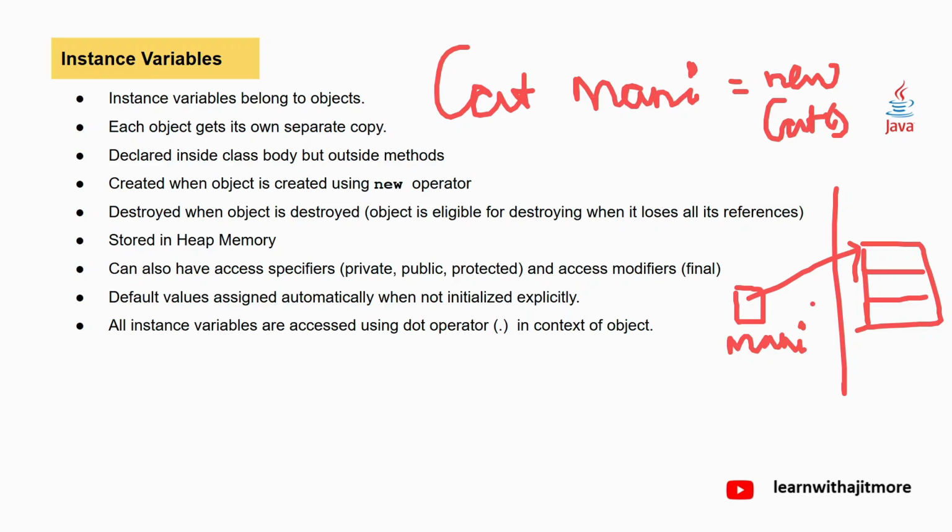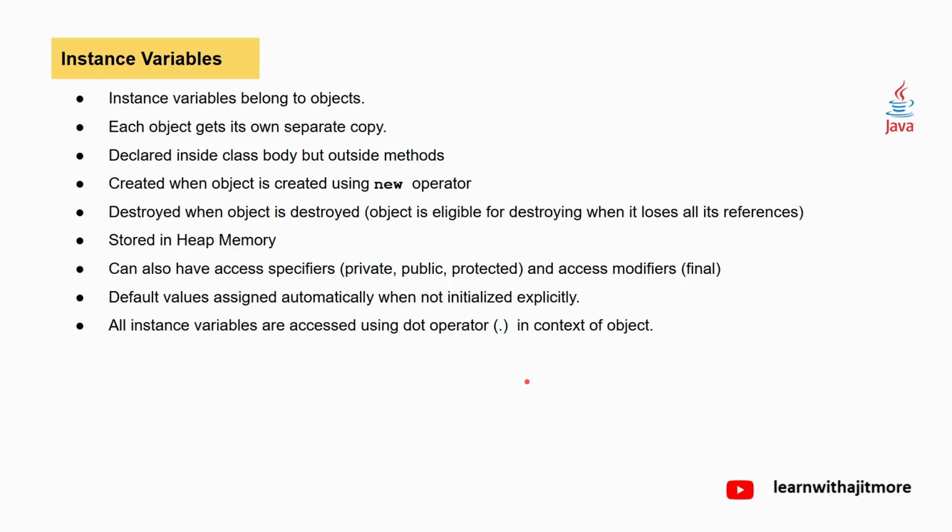Without that, how are you going to access it? You park the car in the parking area, but the key you have bought, you come home and then you put it on some key holder. So without that key, how can you access it? You need that key to access that car. Okay? So all instance variables are accessed using the dot operator.